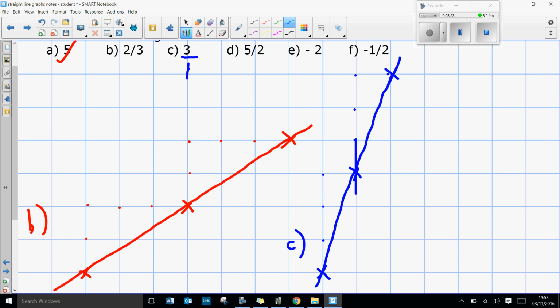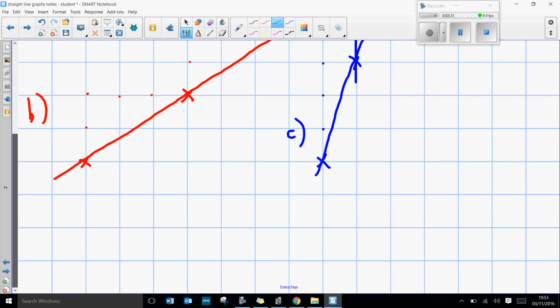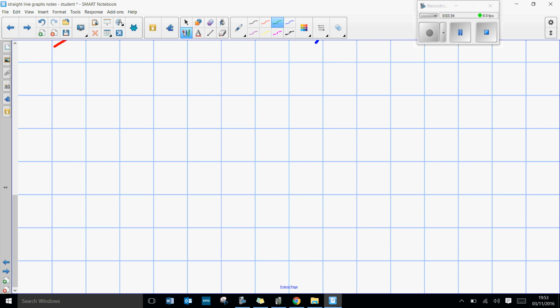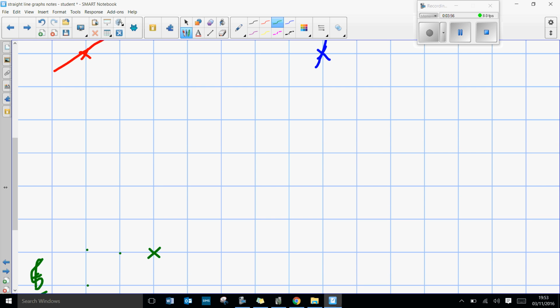5 over 2, already a fraction, so I'm going to rise 5, so this is 5 over 2. I'm going to choose this point here. I'm going to rise 5, 1, 2, 3, 4, 5, and run 2, 1, 2. And I'm going to repeat that. 1, 2, 3, 4, 5, run 2. And join those up.